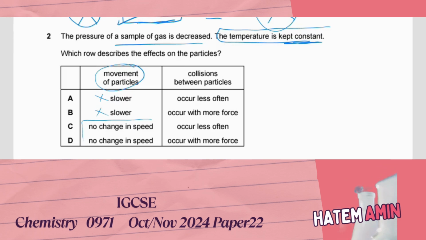But on the other side, he is asking about the collision between particles. By decreasing the pressure, we are decreasing the chances of collision. So do collisions occur less often or with more force? No, they occur less often. So the correct answer is C.